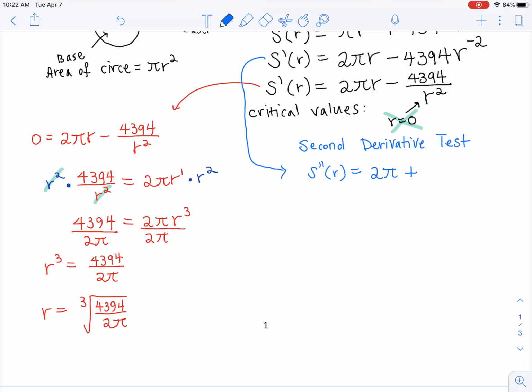S double prime of radius is equal to 2 pi plus, now I'm multiplying 4394 by 2, 8788 pi r raised to the negative third power. I'm going to plug in my radius in here. What's S double prime of that critical value, the cube root of 4394 over 2 pi? You know what we're trying to check, right? We're trying to see if this comes out to be positive or negative.